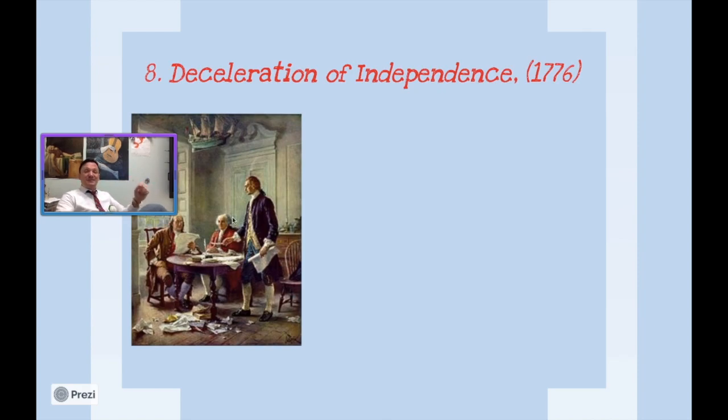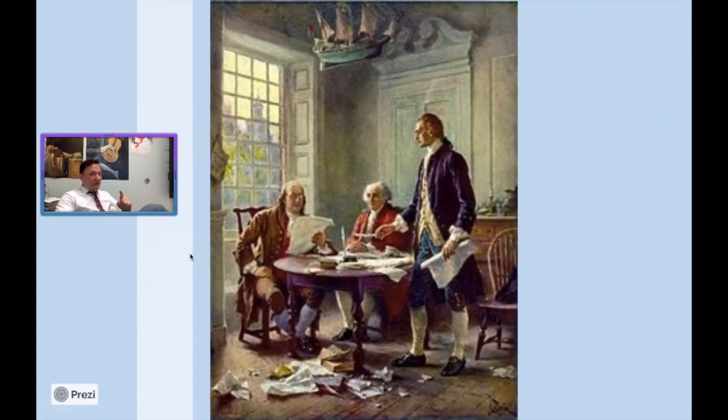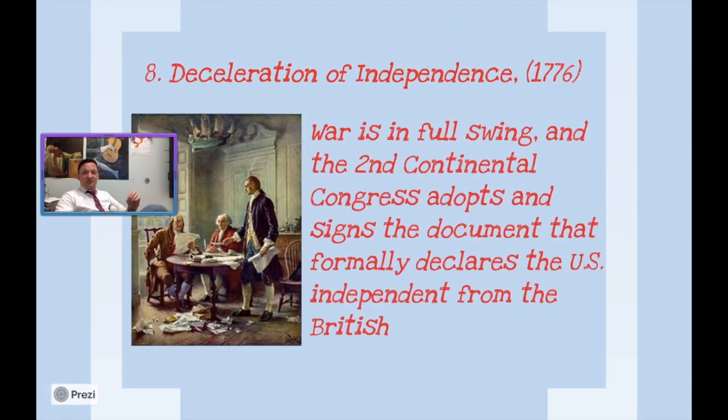In 1776, in Philadelphia, in Independence Hall, I've been there many, many times, Benjamin Franklin, Thomas Jefferson, and John Adams wrote and revised the Declaration of Independence, which now the war is in full swing. The Second Continental Congress meets, and they adopt and sign this new document. And it formally declares war on the British by the American government, right? And in 1776, the war begins.